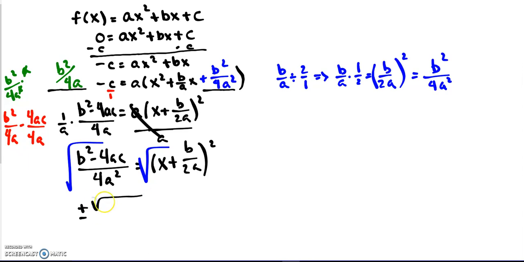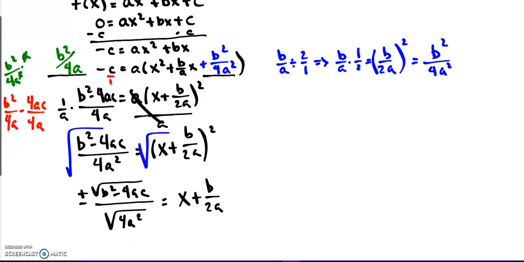The square root, remember we can separate the radical with the fraction. And then that's going to be equal to x plus b over 2a. So we took the square root of each side. This side ends up being plus or minus, and this is the same. I just split the fraction.